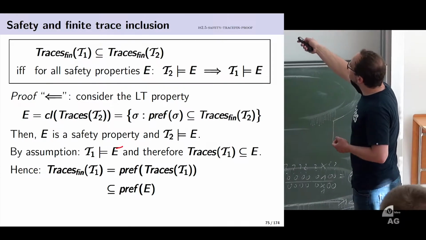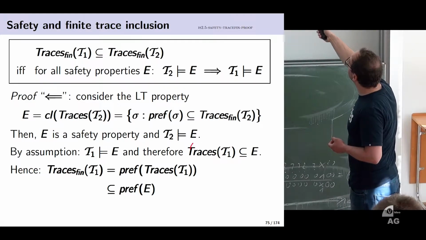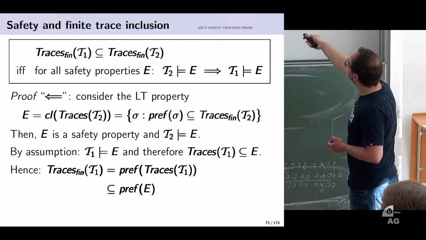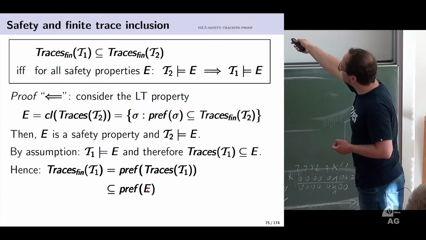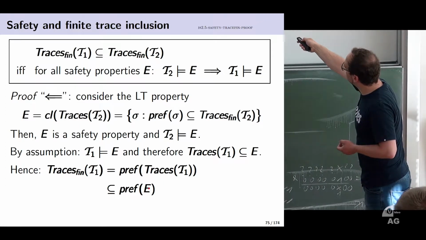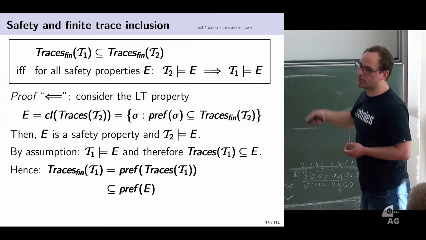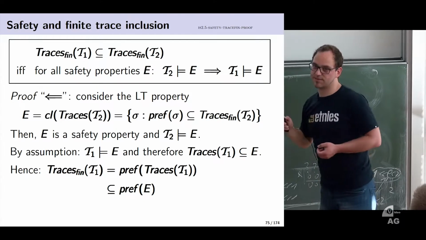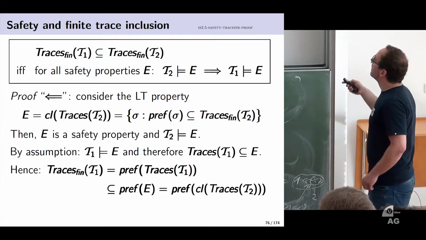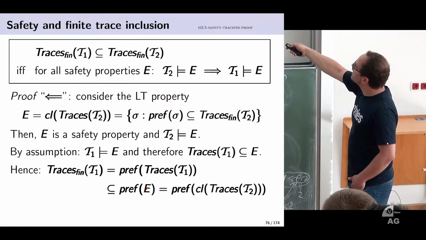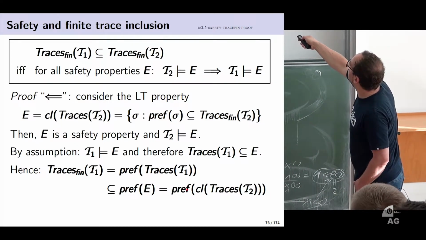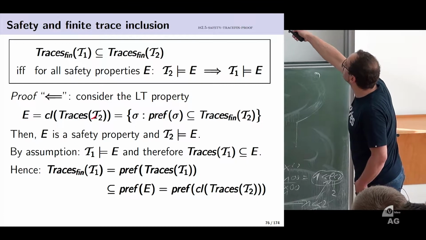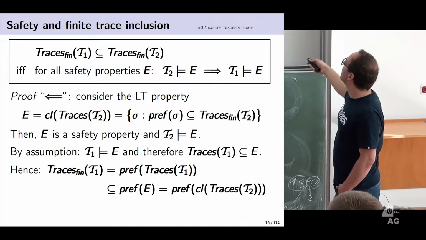Now, because T1 satisfies the linear time property, we know all its traces are included in E. So by taking the prefixes of a larger set, so we make this one larger by moving to E, we also have more prefixes, which is why we have this subset relation. Then putting in the definition of E means that the prefixes of E are the prefixes of the closure of traces of T2.